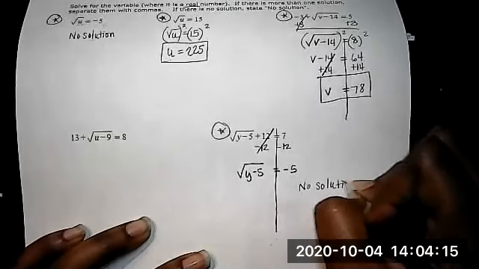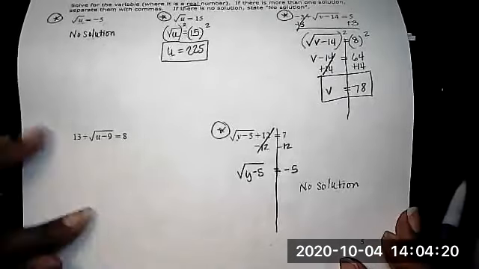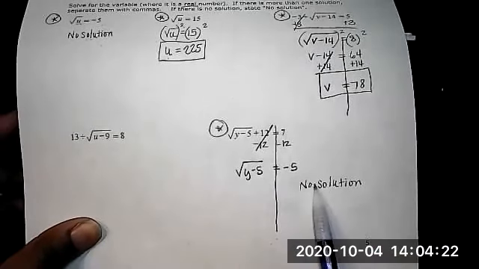Don't even go any further, okay? Don't want you to waste your time or effort. You have enough time and effort being used in other things. So square root equal to a negative number, no solution.